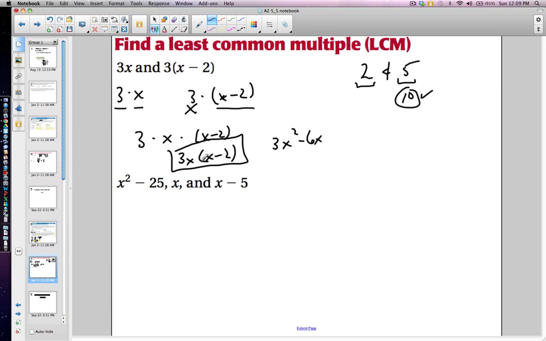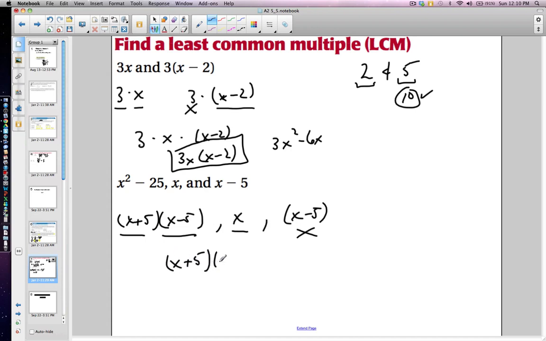And I would rather see your work in factored form so I understand that you knew what all the right factors were. Okay, so if I take these, I want to factor them. x squared minus 25, that's x plus 5 times x minus 5. And then I have x, and then I have x minus 5. So I'm going to use x minus 5, x plus 5. I'm going to use x minus 5. I'm going to use x. But when we get to this x minus 5, I've already used it once. I don't need to use that one. So it's going to be x plus 5 times x minus 5 times x.